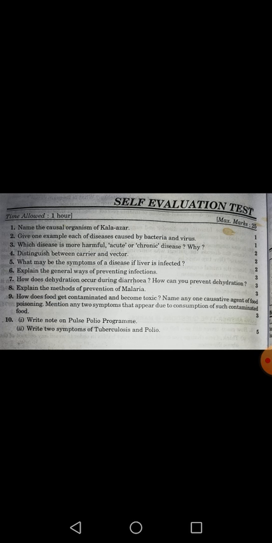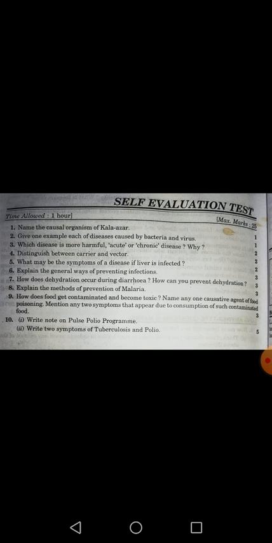Now the next question is question number 4, also with a weightage of 2 marks: distinguish between carrier and vector. Students, you may be confused about the difference between carrier and vector. A vector is an organism that passes a disease from one person to another without getting infected. Means the vector never gets infected and just passes a disease from an infected person to a healthy person, while a carrier is an organism that itself does not have any symptoms of the disease. Means a carrier is also a living organism which never has any kind of symptom.